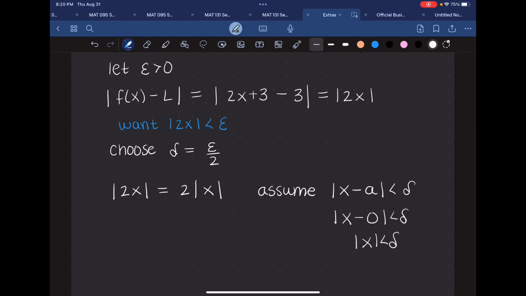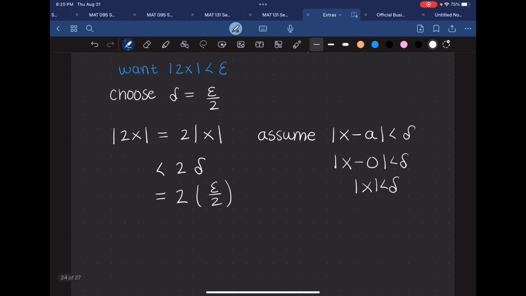Well, if the absolute value of x is less than delta, then this 2 times the absolute value of x that we have right here is less than 2 delta, right? Well, our delta we said is equal to epsilon over 2. So this is equal to 2 times epsilon over 2. And when I simplify this, I get that this is epsilon.